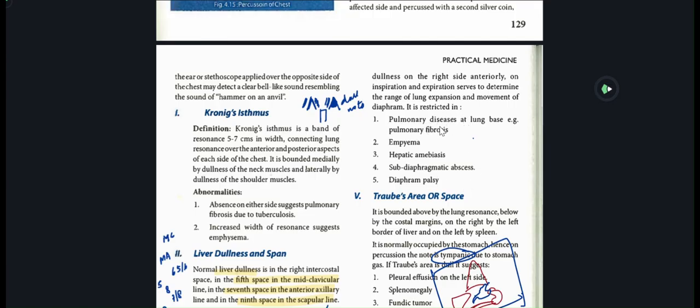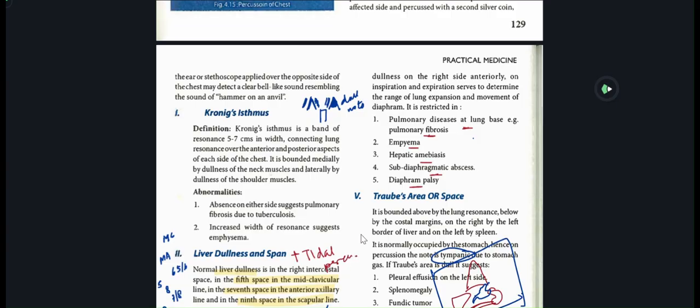So in pulmonary disease of the lung bases, it might not change because of fibrosis. If there is empyema, the dullness may remain the same because the infection has occupied the space. If there is a mediastinal mass, it might not change. In a subdiaphragmatic abscess, it will still remain dull. In diaphragm palsy, the diaphragm is not able to function, there's no expansion on that side, so the dullness might not change to resonance on inspiration. So those changes are specifically called tidal percussion. So liver dullness and span has to go together with tidal percussion because they are similar, okay?